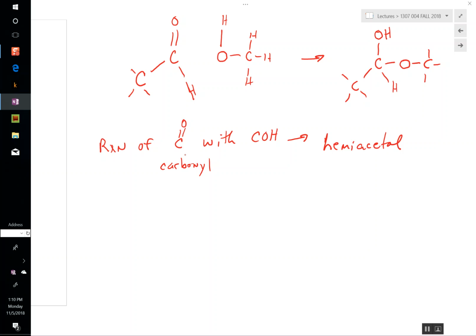Carbon number 5. The OH that's on carbon number 5. Now watch, I'm going to wiggle this around a little bit. What do I end up with? I end up with an OH sitting right next to the carbonyl. See that?